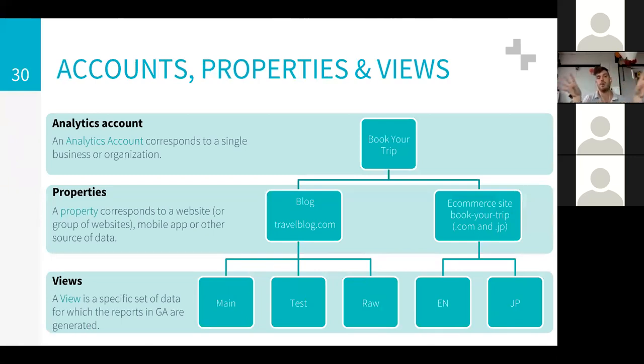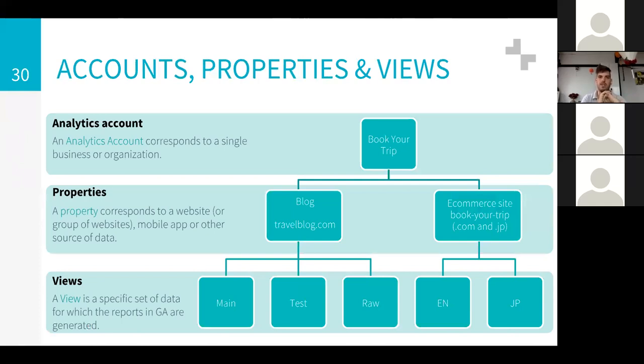And then for each property, you will have different views. The views are the set of data for which all the reports in GA will be generated. The one I give as an example for the travel blog is the main view. It will be the one that I use to report on a daily basis. And then the testing view is for when I want to test a new filter or create a new segment. I will be testing there, and even if I mess up my data, I don't really care. That's my testing view. I can do anything I want. And then the raw view will be really my backup.